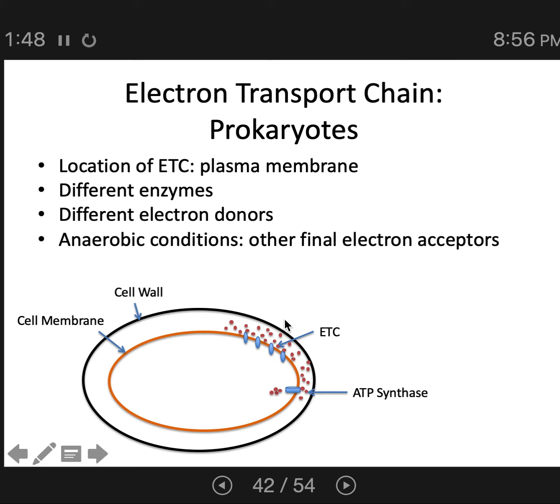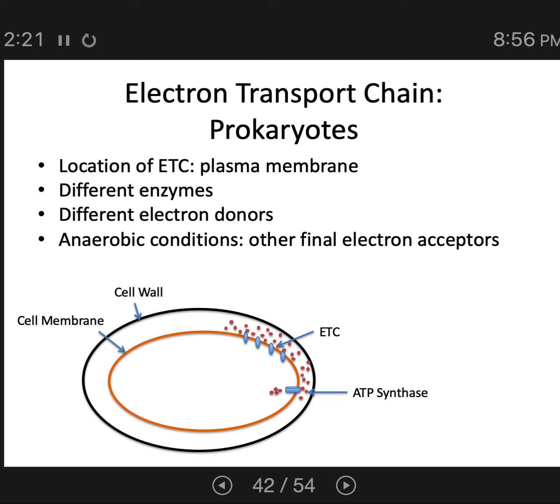Prokaryotes also use a variety of enzyme complexes in their electron transport chains, and they don't all use NADH or FADH2 as electron donors. This is because NADH and FADH2 are generated by the breakdown of sugar for energy, but many bacteria use other kinds of energy sources, including inorganic energy sources, which would result in different electron donors. Also, in the absence of oxygen, some bacteria can use different final electron acceptors so that the electron transport chain can continue generating a very large amount of ATP in anaerobic conditions.